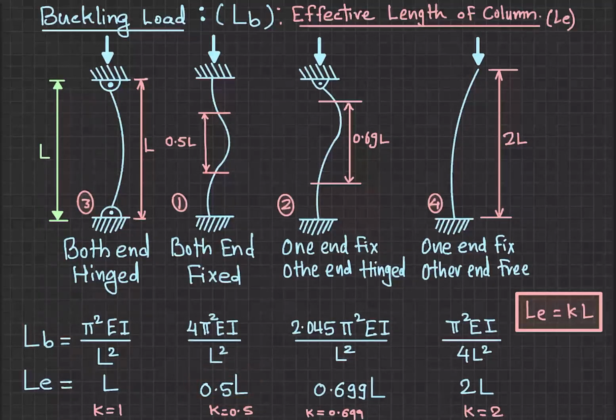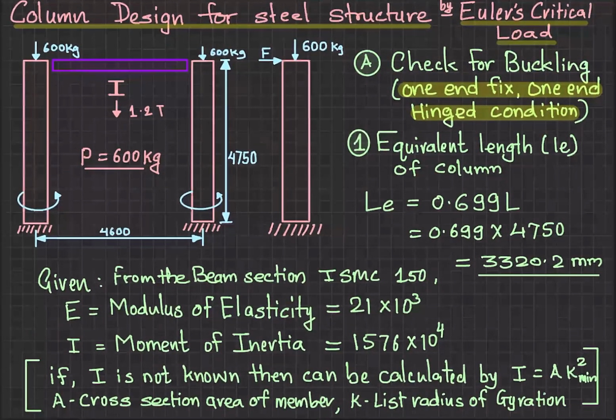Here we see that the both-end-fixed column is more stable than the others, so the designer's first choice has to be the both-end-fixed column. But if he cannot do this, he can go for the one-end-fixed and other-end-hinged condition, which is the second best condition for the column because the value of K is lesser than the other two values in the formula. So the lesser the value of K, the better for column buckling. Our condition mentioned here is one end fixed and the other end hinged.